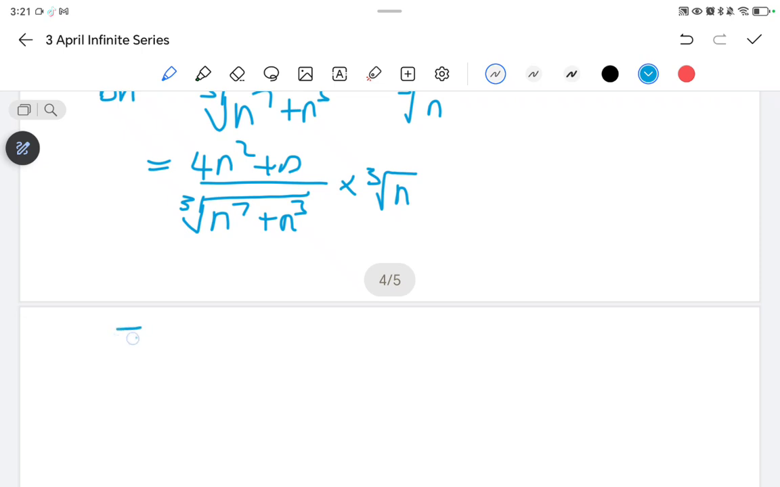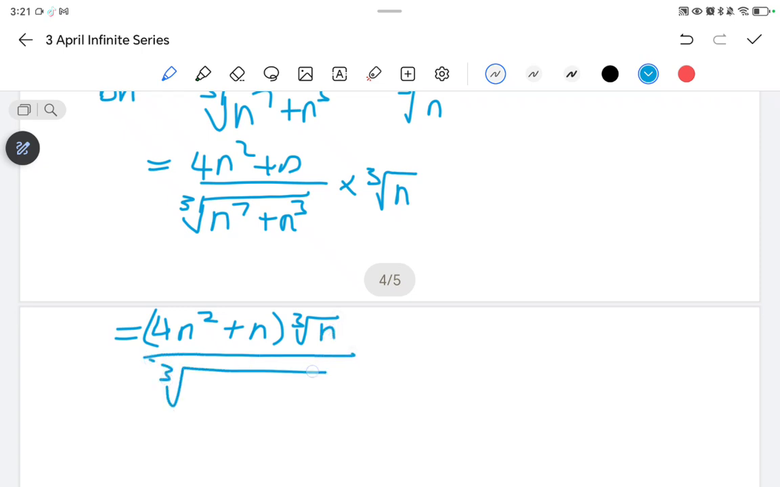And so here we're going to have, so this will be 4, this will be 4, let me say 4 squared plus n over n to the third and to the 7 plus n to the third. This will be, now we can multiply through. Let me change this to write n to the 1 over 3.